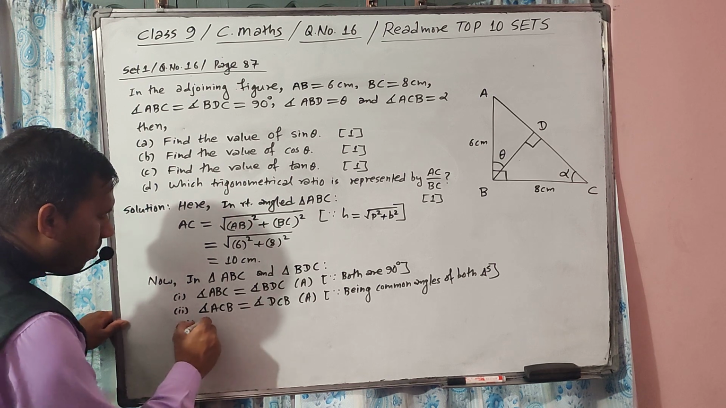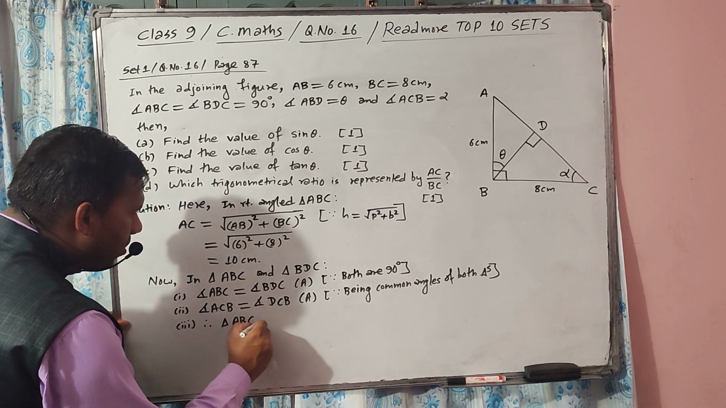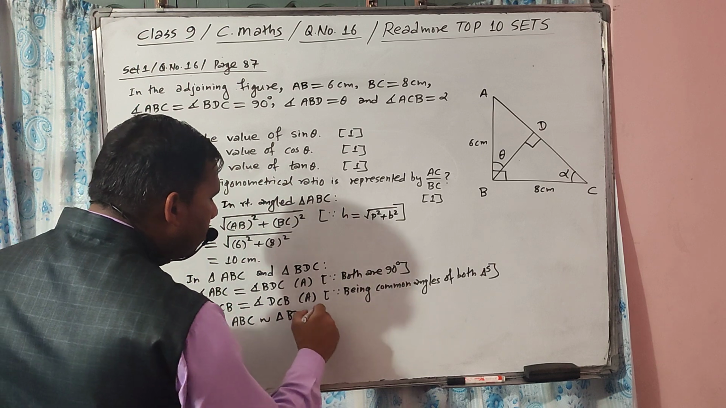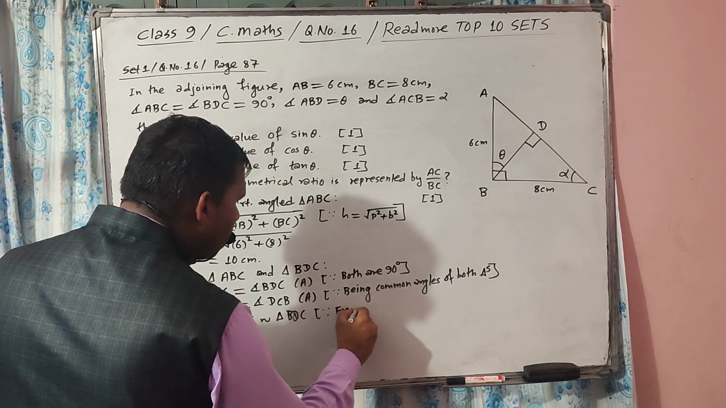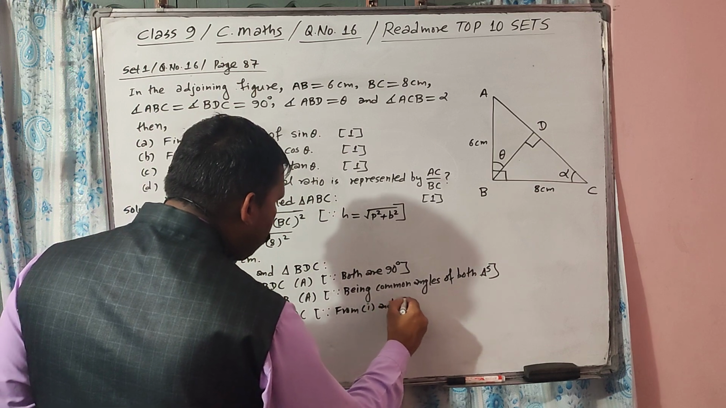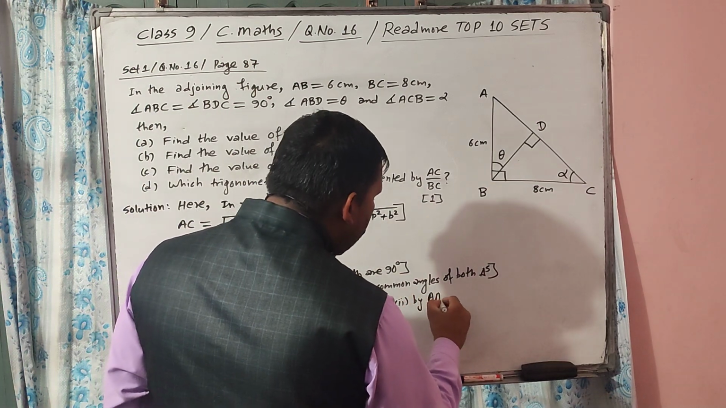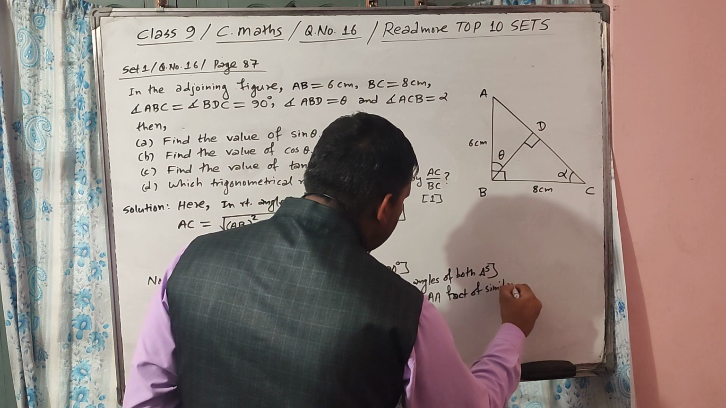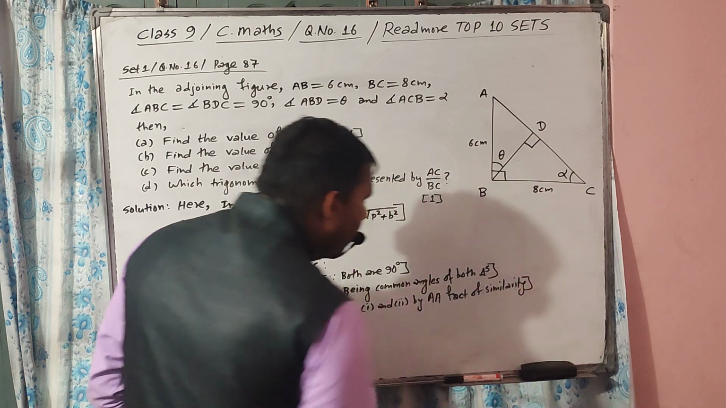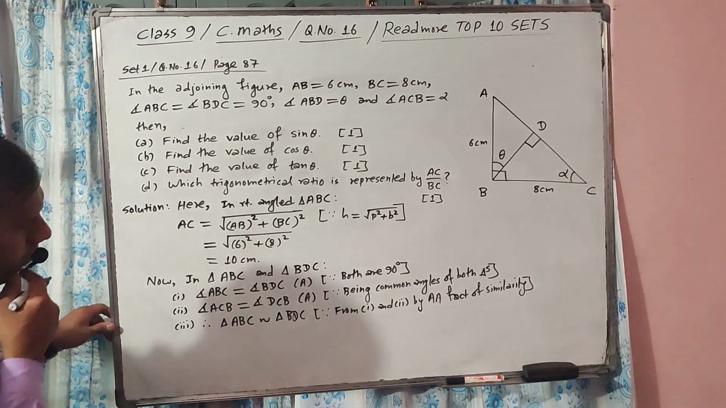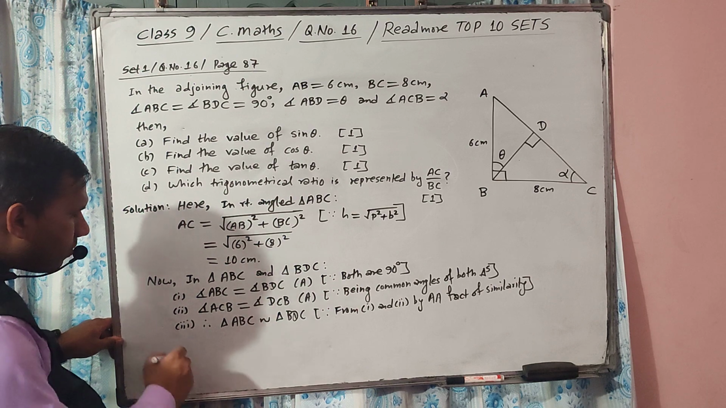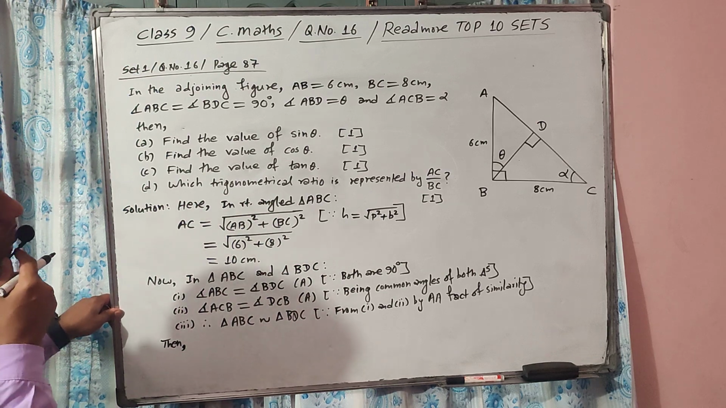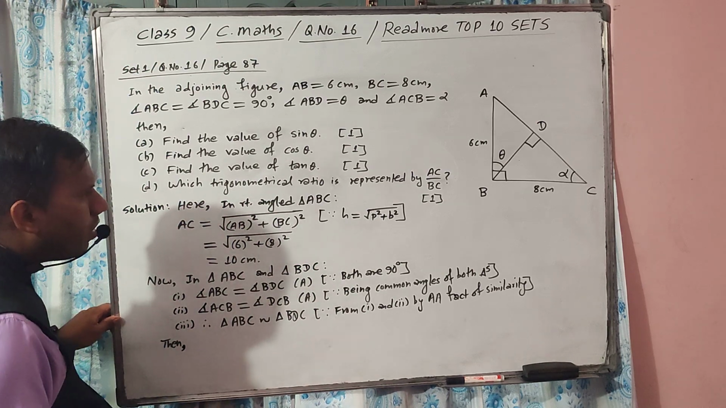Therefore, number 3, we can write, triangle ABC is similar to triangle BDC, from 1 and 2 by the AA test of similarity. AAA or AA, that is the same. So we use the AA test of similarity. Then the corresponding sides of similar triangles are proportional.